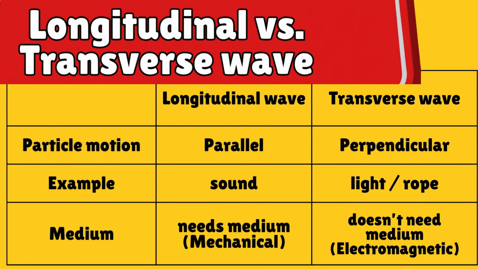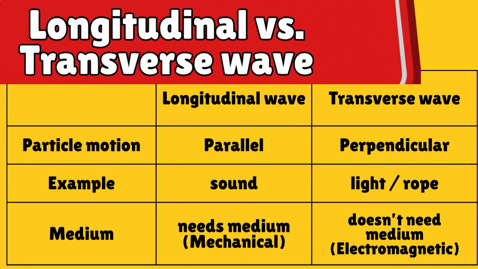Here's a table of the difference between longitudinal and transverse wave. For particle motion, the longitudinal wave is parallel, meaning they have the same direction. And in transverse wave, the particle motion is perpendicular. It means that they form a 90-degree intersection. Next, an example of longitudinal wave is sound wave. Another example is seismic wave or earthquake. Next, in transverse wave, an example is light. The light that comes from the sun is an example of a transverse wave. And another example is rope.